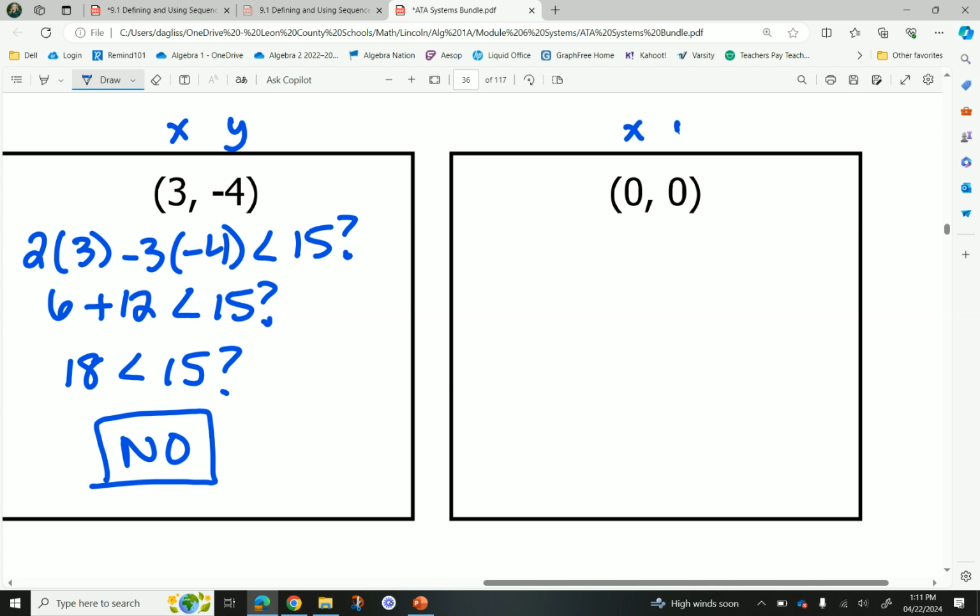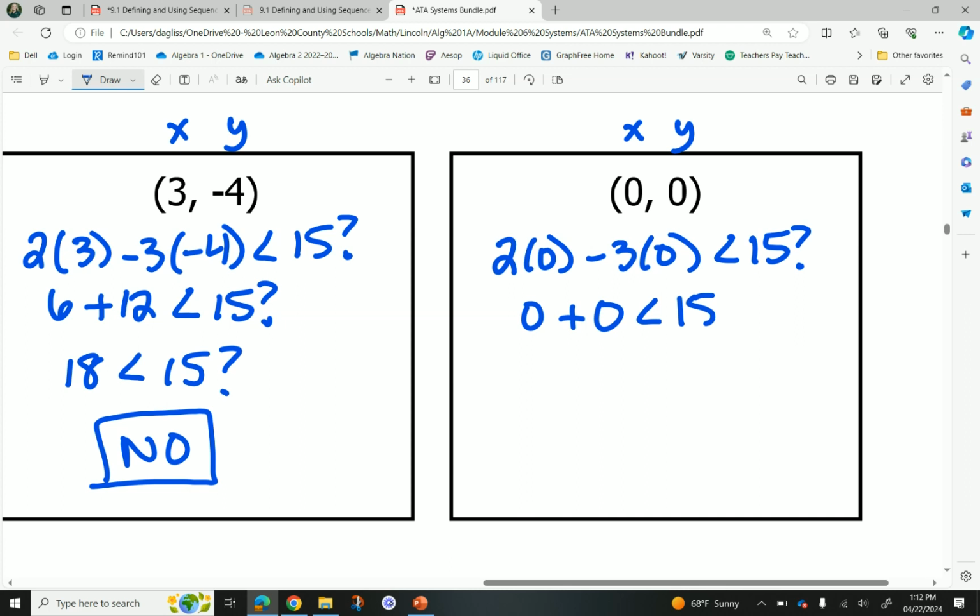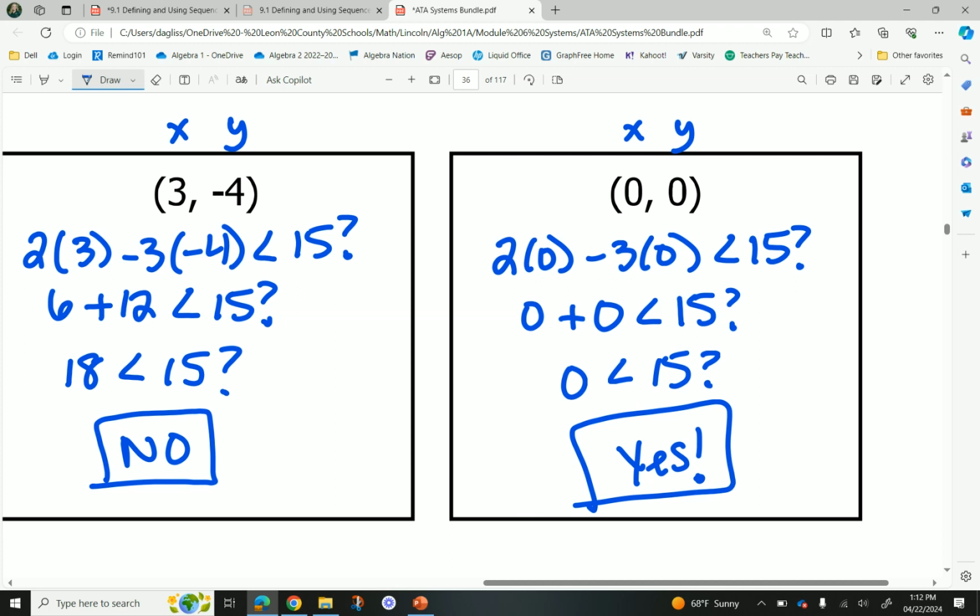So now if my x is 0 and my y is 0, I have 2 times 0 minus 3 times 0. Is that going to be less than 15? Well, what's 2 times 0? What's negative 3 times 0? 0. What's 0 plus 0, or even 0 minus 0? Is 0 less than 15? Yes. So the origin is my favorite to test, because when you multiply by 0 or add by 0, that's a concept that we're super familiar with.